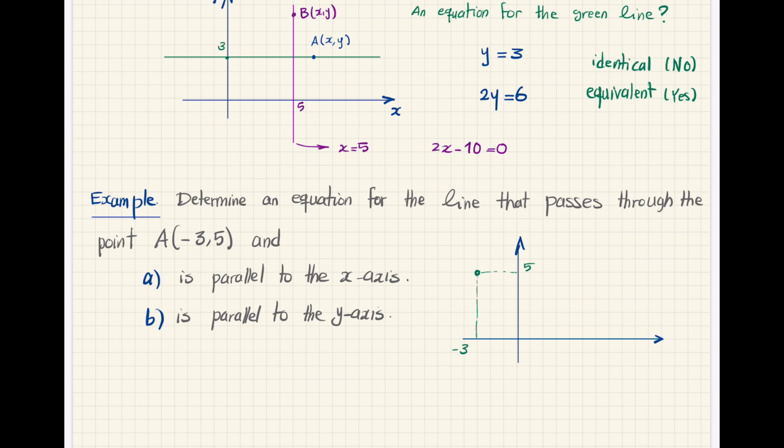How many lines are passing through that point? Infinitely many. This is one of them, this is one of them, this is one of them. There are infinitely many lines that pass through this point. But in part 1, I am not interested in all of them. I am interested in only one of them, which not only passes through this point, but is parallel to the x-axis. So it means that I am interested in this line, yes?